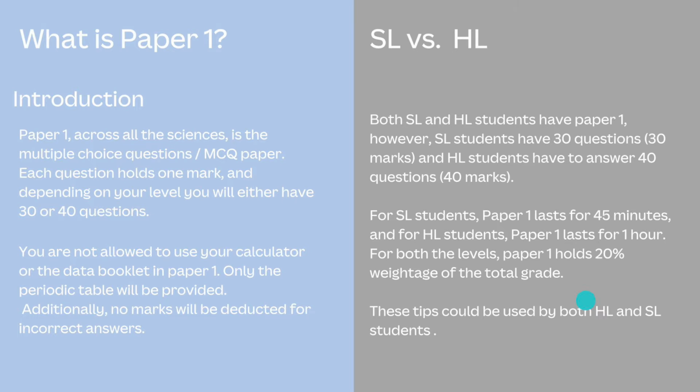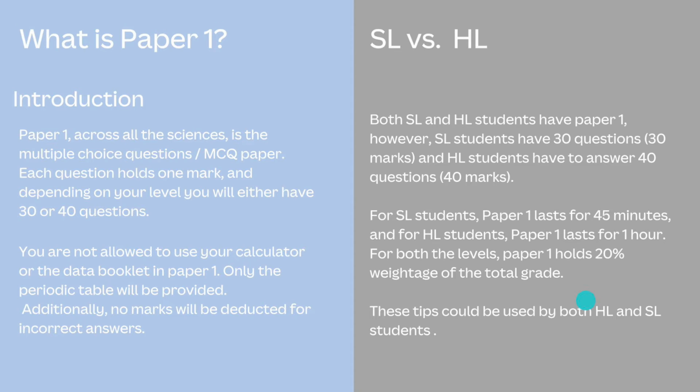Well, across all of the sciences, Paper 1 is the multiple choice question or MCQ paper. Each question holds 1 mark and depending on your level, you will either have 30 or 40 MCQs. It is extremely important to know that calculators and the data booklet are not allowed in the exam. Hence, it is essential that you practice calculations without your calculator before the exam, as well as know important information from the data booklet.